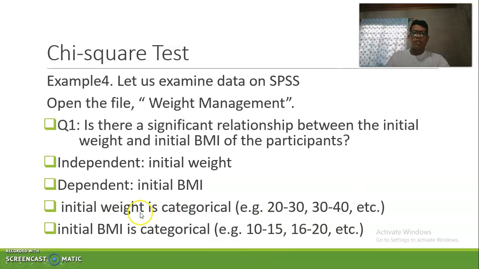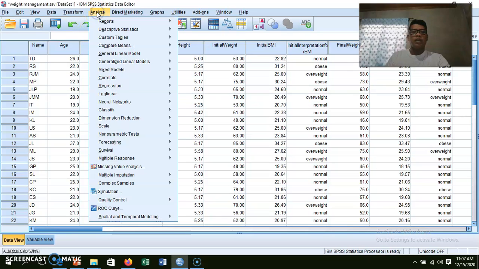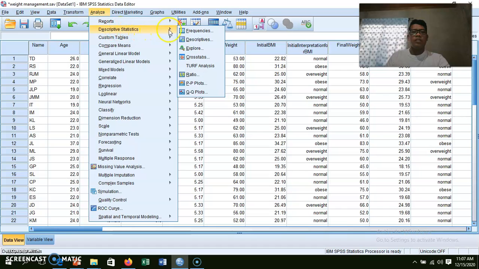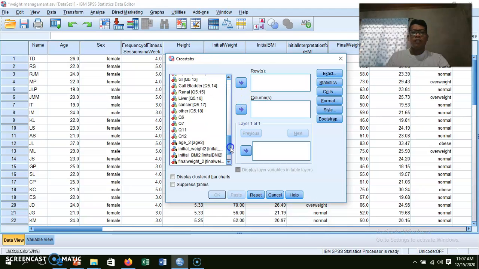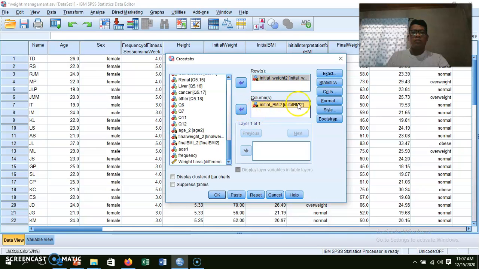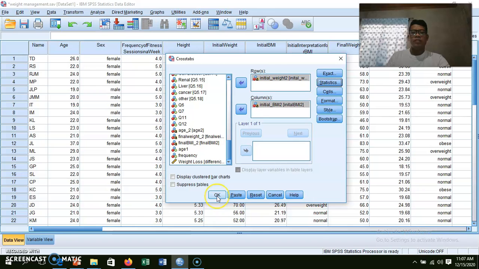So let us open the file on weight management. So this is the weight management file. Just click Analyze, then look for Descriptive Statistics, then Crosstabs. Then we move the variable initial weight here on the row, and the initial BMI on the column. Then click Statistics here, check Chi-square, then Continue, then just click OK.